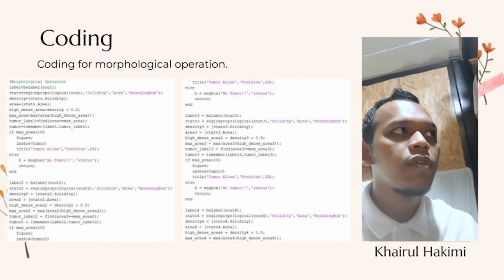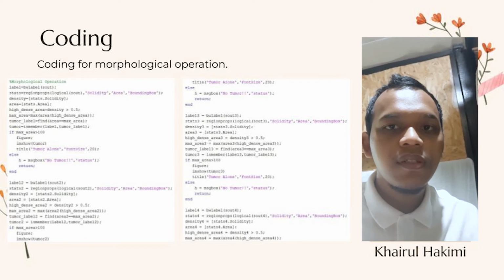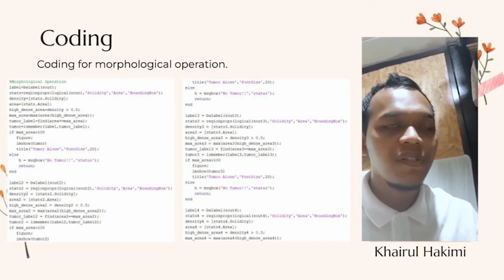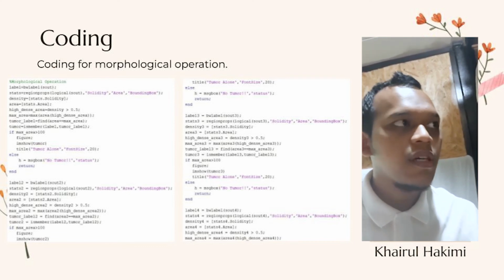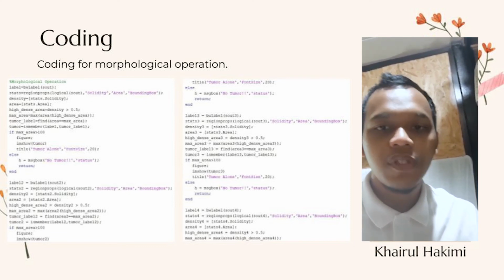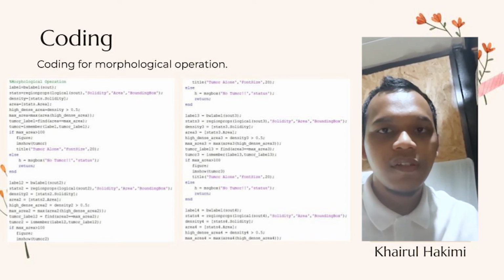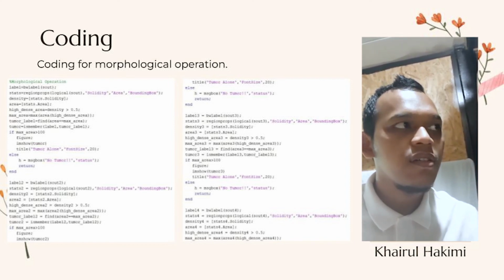Next one will be the morphological operation. Basically we will display whether our system detects the tumor for each of the images. For example, if the tumor is detected, it will display tumor alone, and if it doesn't, it will display no tumor. That is the status for each of our images. This is how we set it for each image. So if they detect it, it will come out there is a tumor, and if there is no tumor, it will come out no tumor.